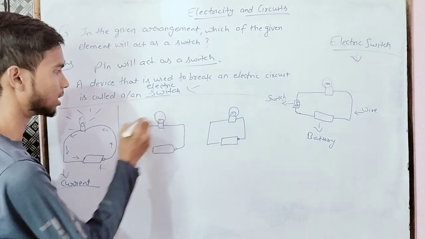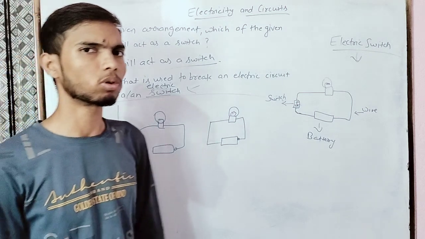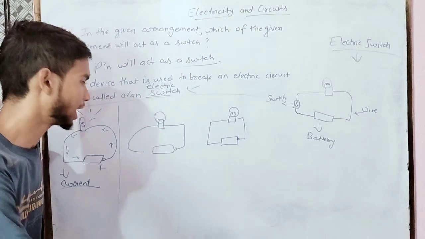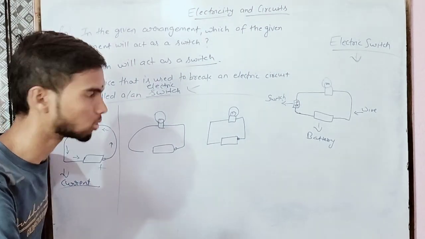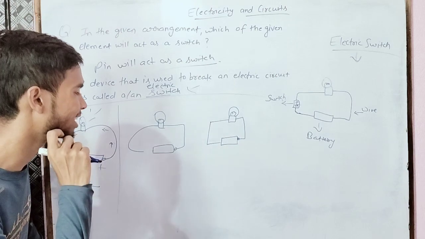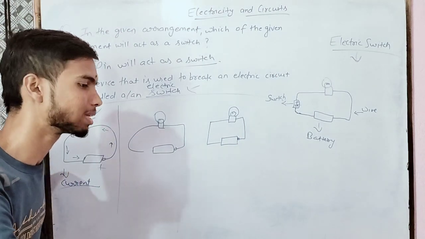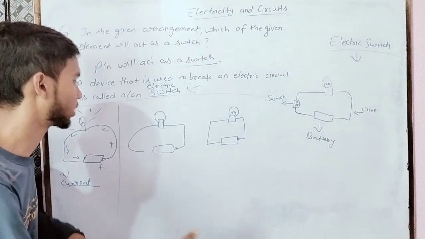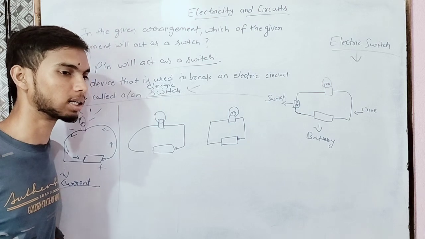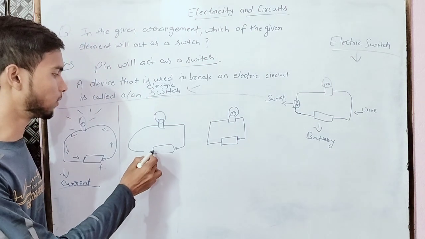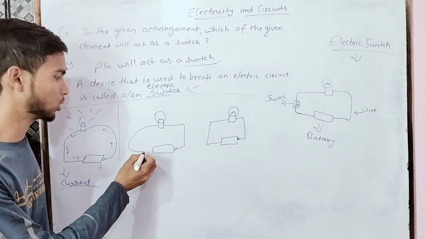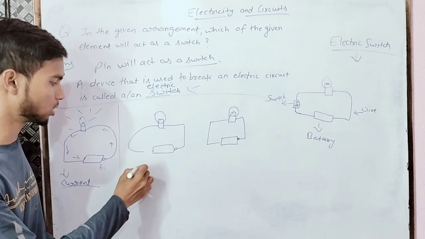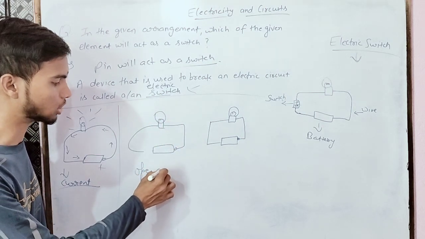Now here you can see, will this bulb glow or not? If yes, then how? If not, then why? You can see this bulb will not glow. This bulb will not glow because the reason is that we have an open circuit. When anything is broken, you can see this wire is not connected. This wire is not connected with this battery. So that's why this is open. This is not closed. So we will name it as open circuit.